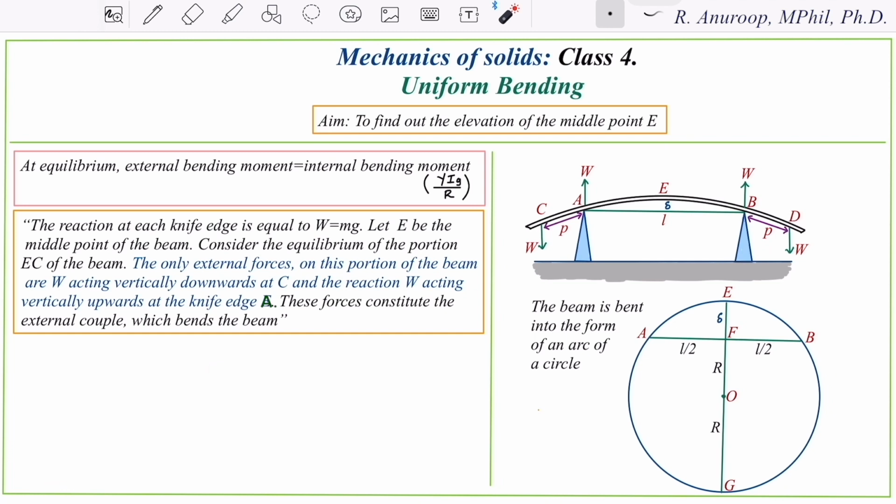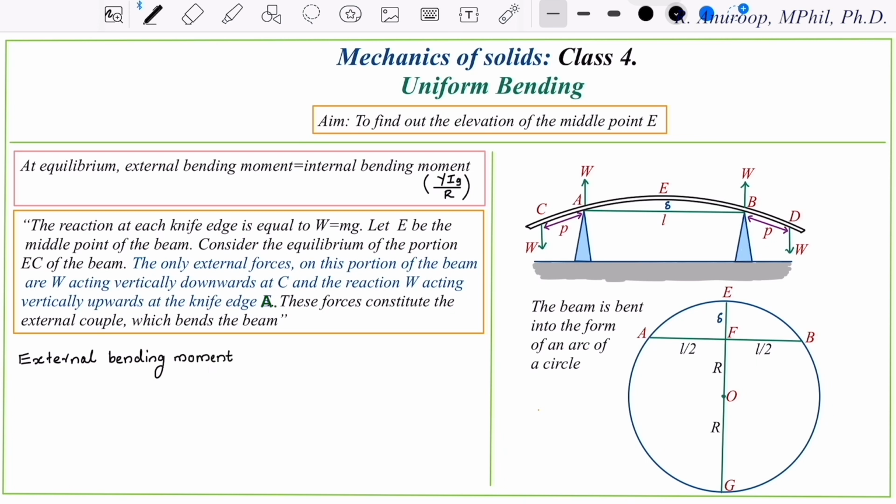And these forces constitute an external couple, and as a result the beam bends into the form of an arc of a circle with a constant radius of curvature. Therefore, this kind of bending is called uniform bending. The beam bends due to this external couple.